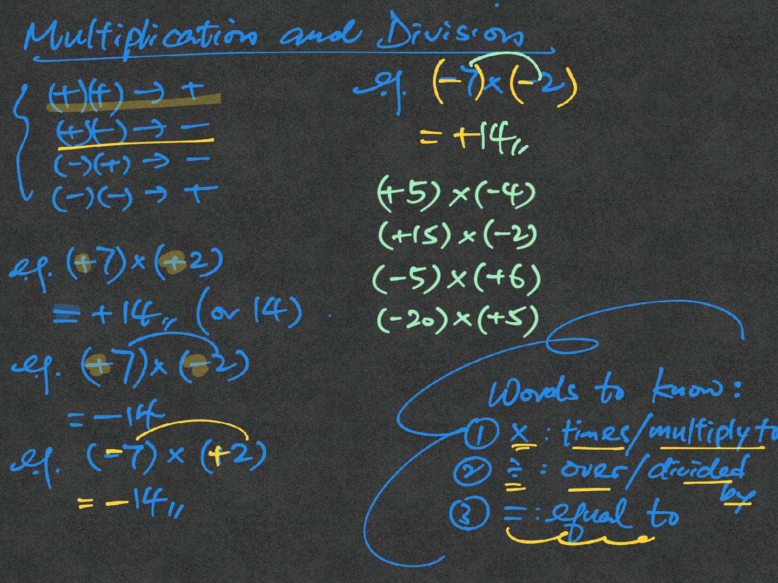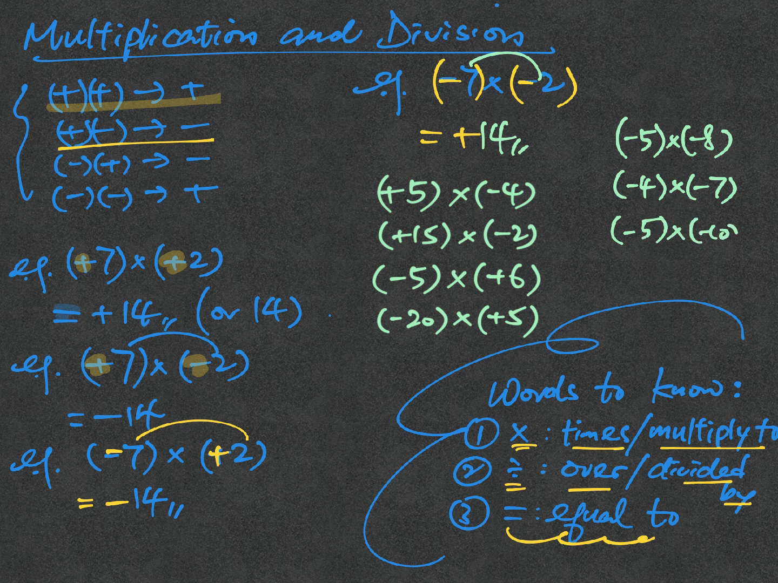I want to give you a few more questions. How about negative 5 multiply negative 8, negative 4 multiply negative 7, negative 5 again multiply negative 10, and lastly negative 6 multiply negative 8. So would you please count yourself 20 seconds and see whether you can complete all the 8 questions.